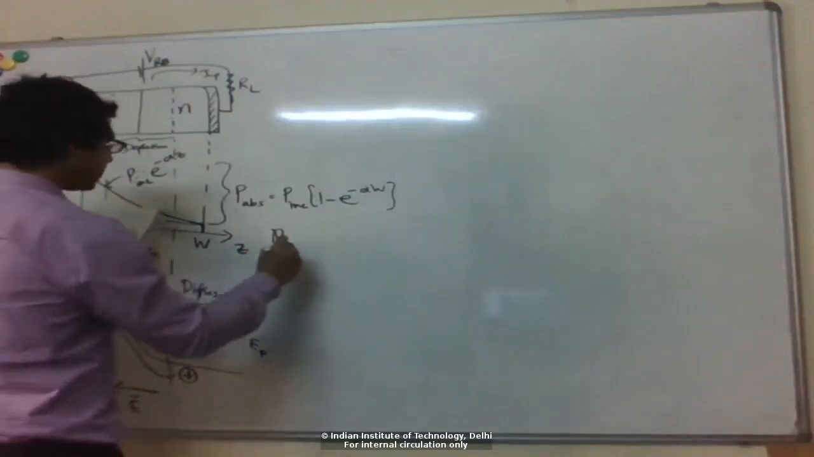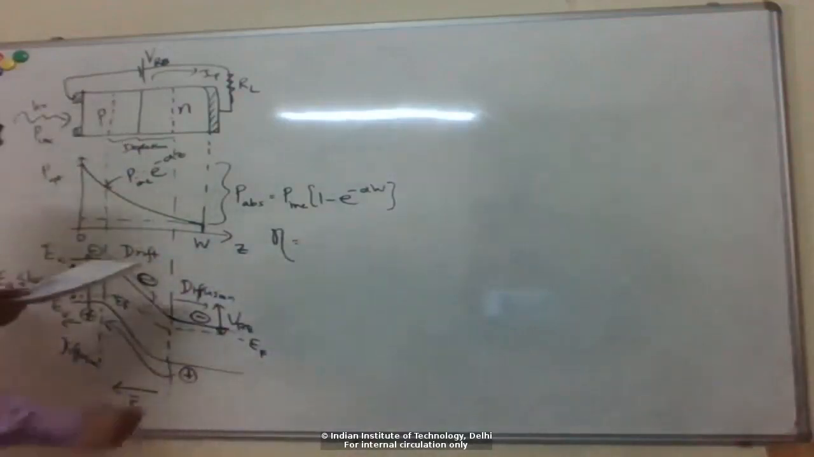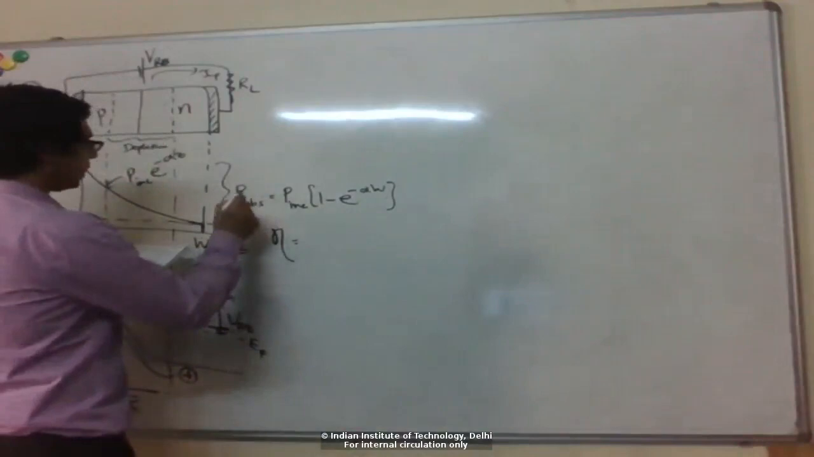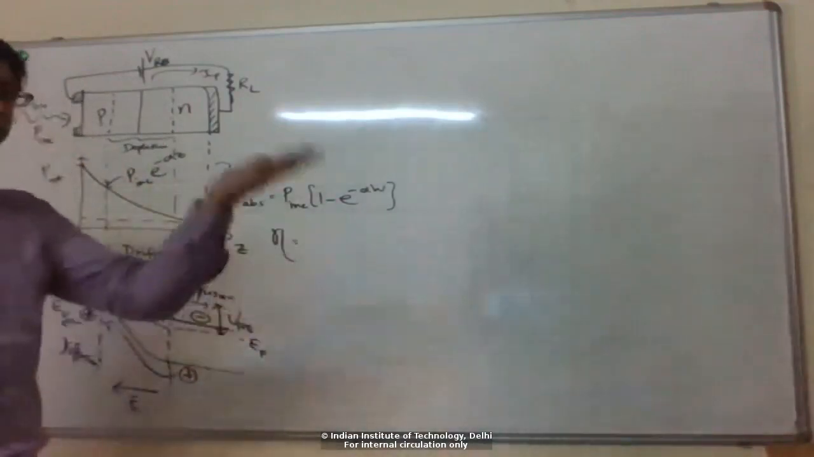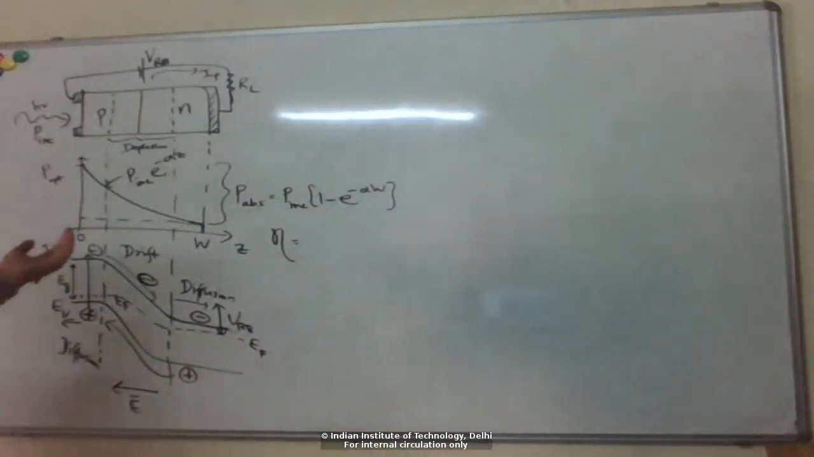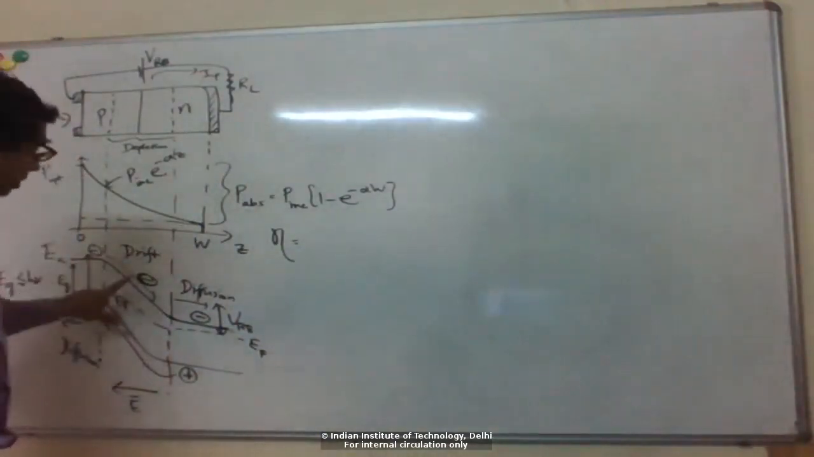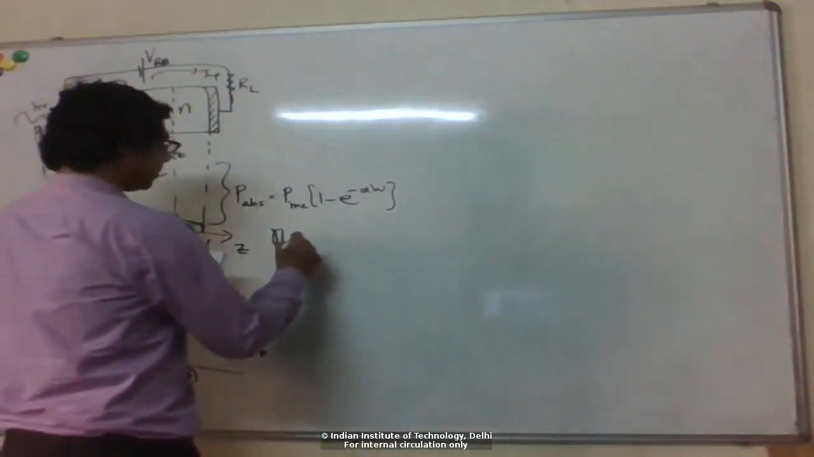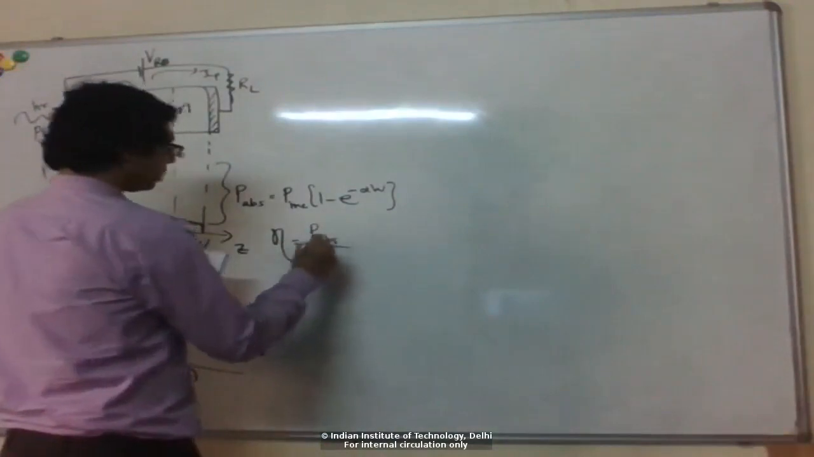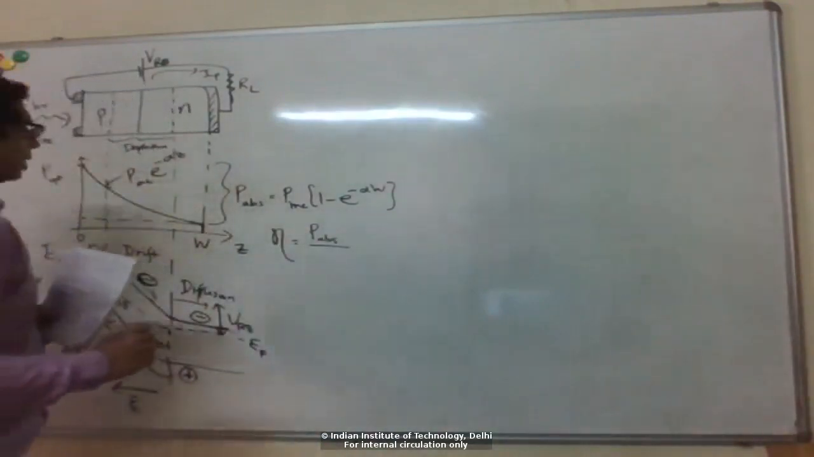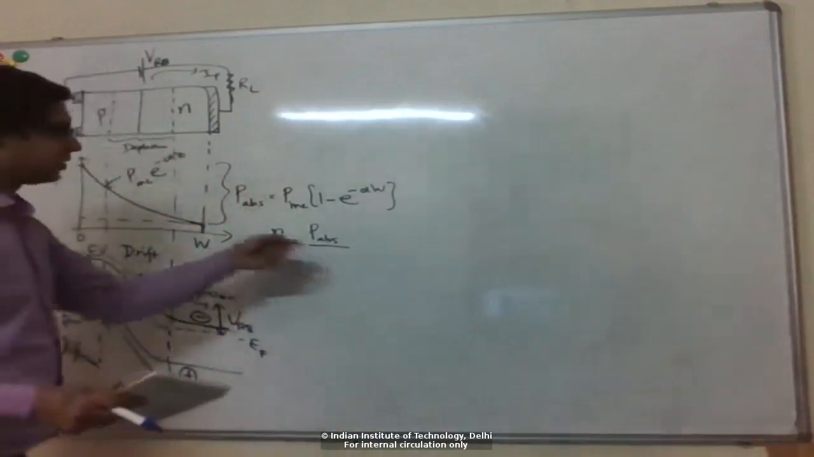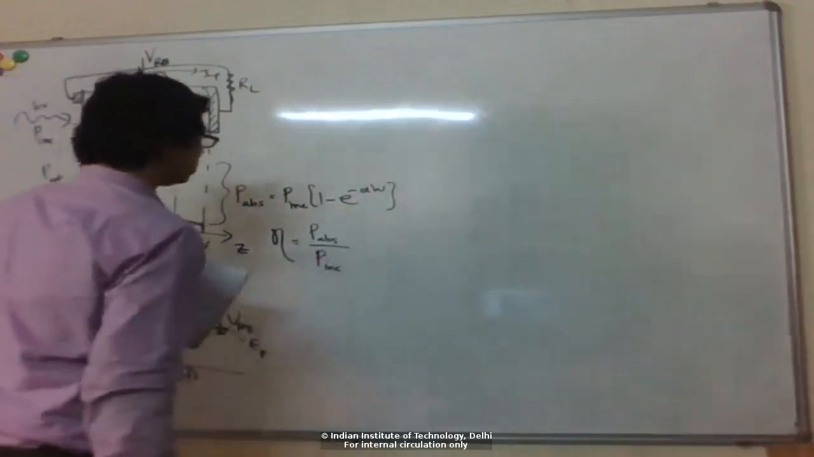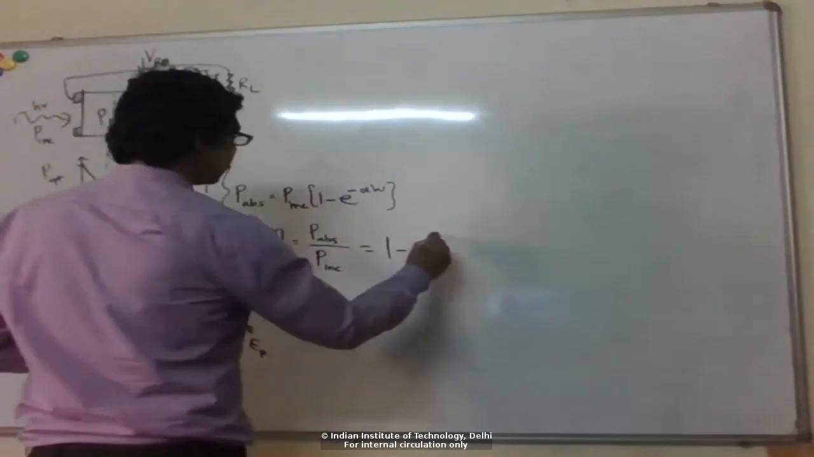Right, and so the quantum efficiency that we defined was the number of electron-hole pairs created per second, which is basically the number of photons absorbed per second, right? Because every photon which is absorbed creates an electron-hole pair. So the number of carriers generated is proportional to P absorbed, divided by the number of photons incident on the device, which is just P incident, right? So you can see that's just this.